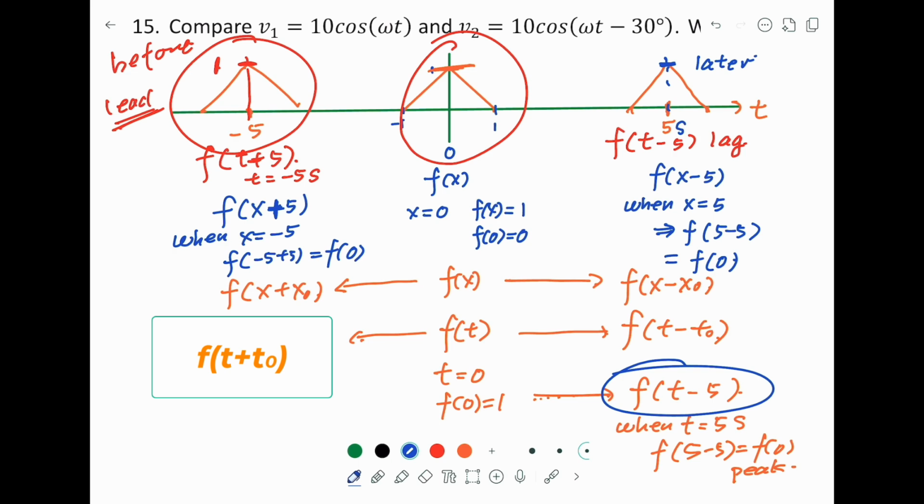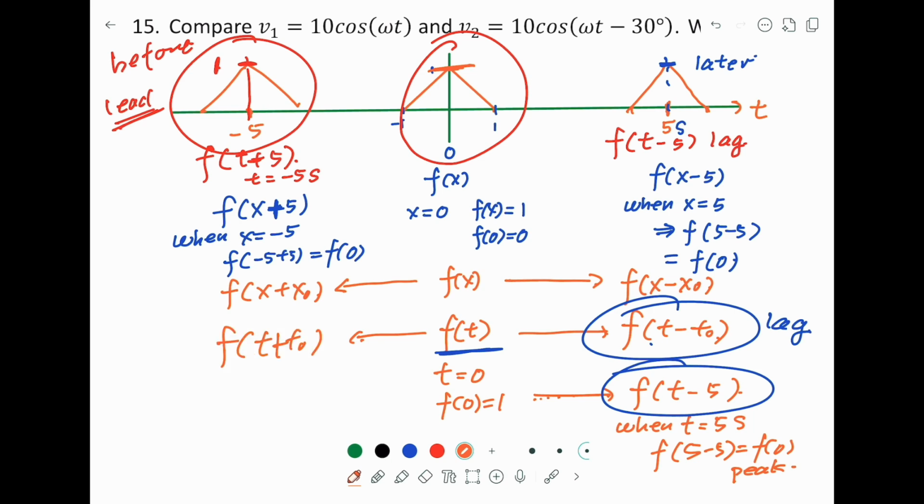In the time domain, if instead of f(t), you write f(t minus t naught), the second function here lags compared with the original function. It happened later. If you write this as f(t plus t naught), this function happens before the original function. So this leads the original function. So this is the idea of how to compare the two functions.